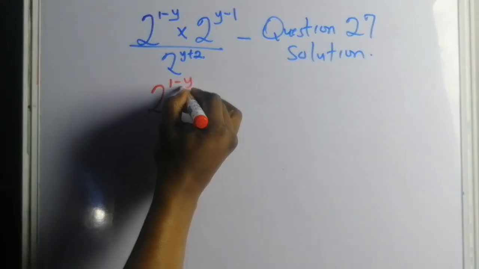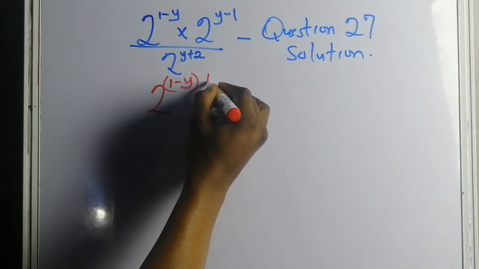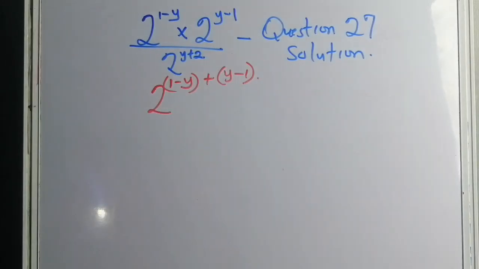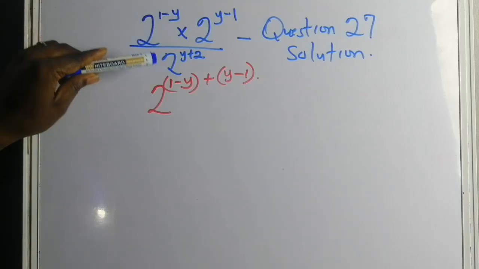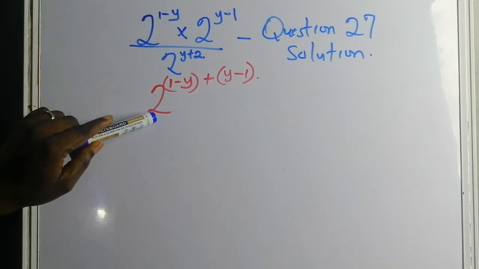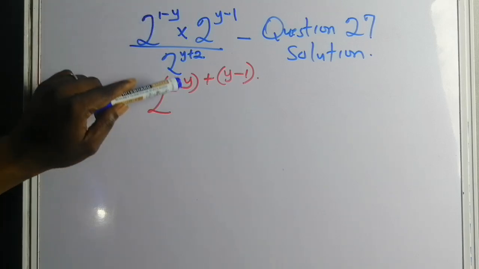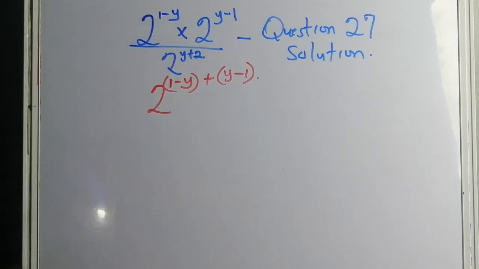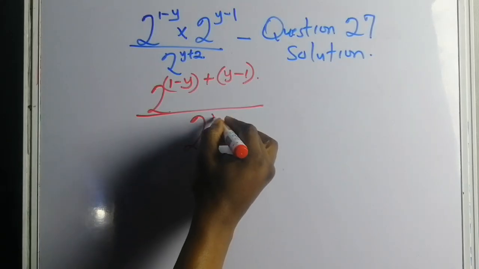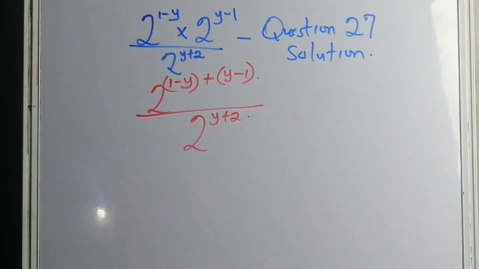1 minus y, plus 1 minus y minus 1. Okay, so numerator, denominator. Numerator, 2 is common. Pick one base, 2. Add the power. 1 minus y plus y minus 1, all over 2 raised to y plus 2. It's as simple as that.